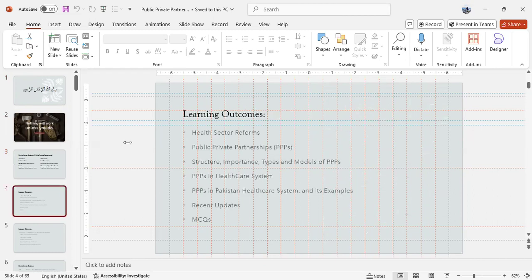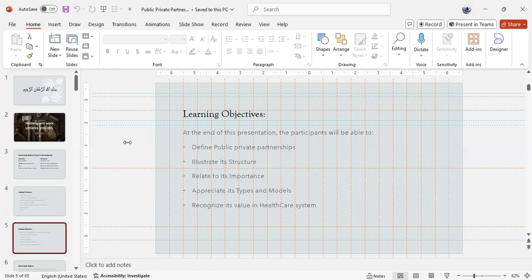Our learning outcomes will be health sector reforms, public-private partnerships, structure, importance, types and models of public-private partnerships, public-private partnerships in healthcare system, public-private partnerships in Pakistan healthcare system and its examples, recent updates and then MCQs. Learning objectives. At the end of this presentation, the participants will be able to define public-private partnerships, illustrate its structure, relate to its importance, appreciate its types and models, recognize its value in healthcare system.